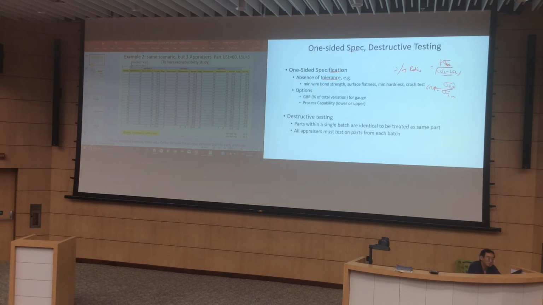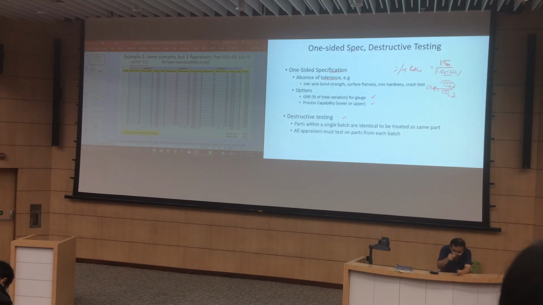So, right? Or you can do the process capability study, right? Do that. And then if you have destructive test, right? What people normally do is that same batch, they assume same batch is quite homogeneous. So the parts are all the same. So if I take one, destroy already, I say take part from the other guy there, it's also the same thing, so I'm okay.